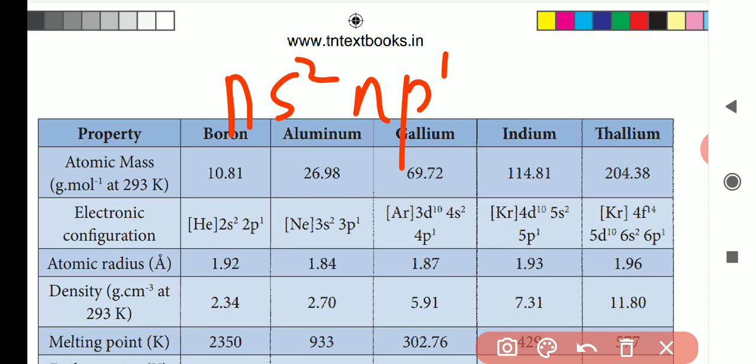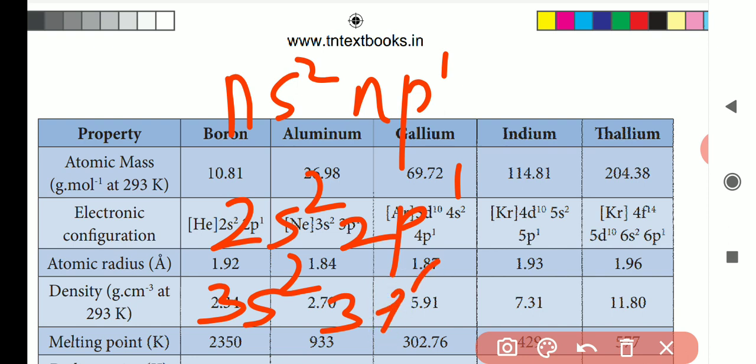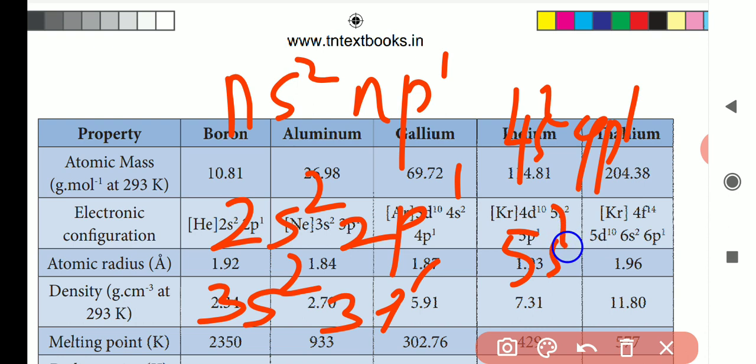Boron is present in the second period of our periodic table, so 2s2 2p1 is the outermost electronic configuration of boron. Aluminum is in the third period, so its configuration is 3s2 3p1. Gallium is in the fourth period, so 4s2 4p1. Indium is in the fifth period, so 5s2 5p1. Thallium is in the sixth period, so 6s2 6p1 is the electronic configuration.